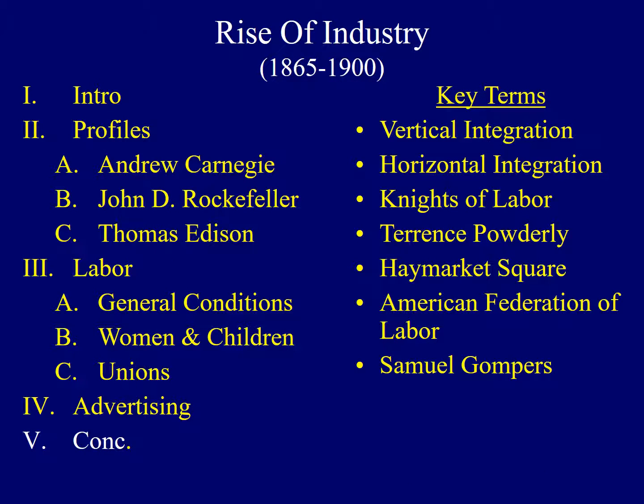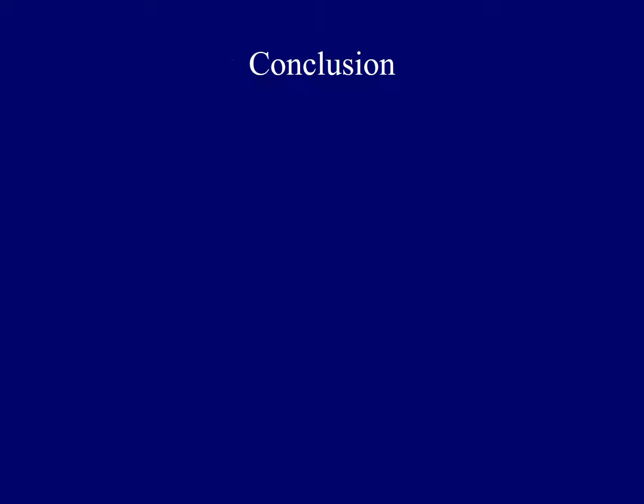This lecture has addressed the rise of industry in the United States in the late 1800s. We'll conclude with a few final thoughts. Over the course of the time period discussed today, the United States became a major world power, and was led in this endeavor by people like Andrew Carnegie, John Rockefeller, and Thomas Edison.